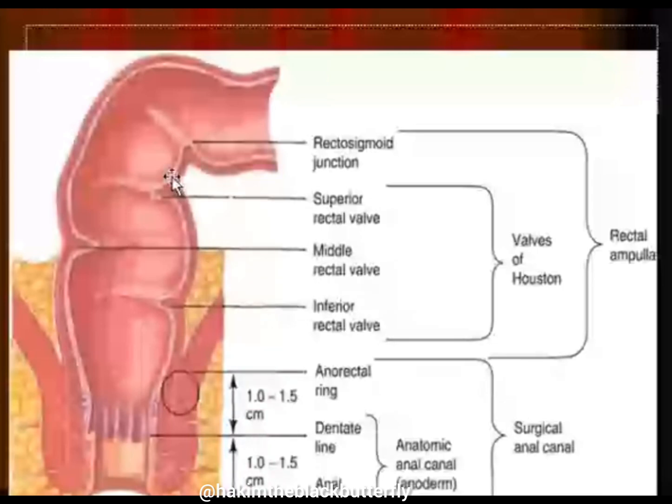So these are the folds. You can see it's made up of mucosa and a core of circular muscle. The upper, the middle, and the inferior. These are what we call Houston's valves.